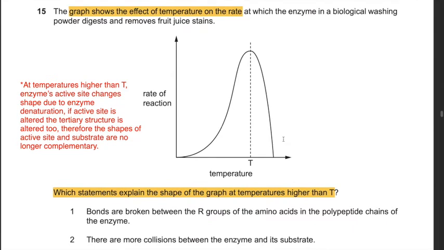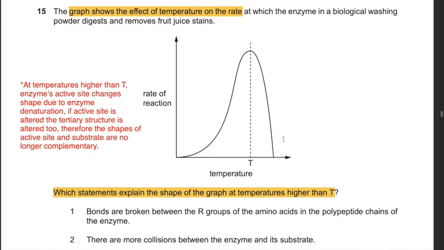Question 15. The graph shows the effect of temperature on the rate at which the enzyme in a biological washing powder digests and removes fruit juice stains. Which statement explains the shape of the graph at temperatures higher than T? At temperatures higher than T, the enzyme's active site changes shape due to enzyme denaturation. This we can obviously infer from this given graph, because at temperatures higher than T, the rate of reaction steeply decreases till it reaches 0, and that represents enzyme denaturation. Enzyme denaturation, if it occurs, leads to the active site being altered, and if the active site is altered, the tertiary structure is altered too. Therefore, the shape of the active site and substrate are no longer complementary.